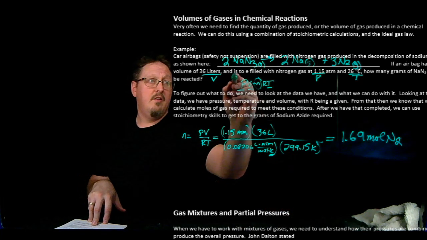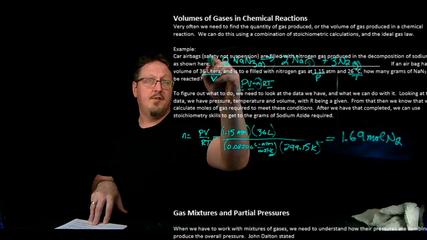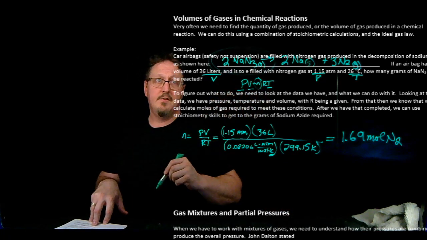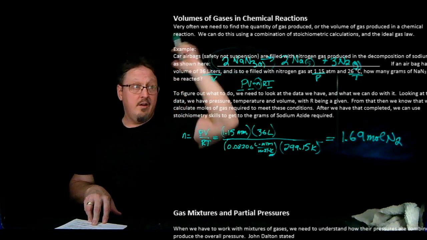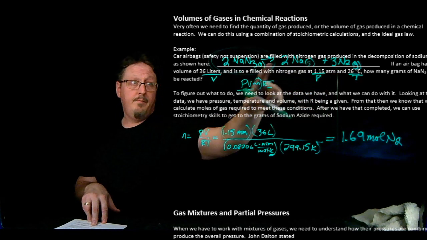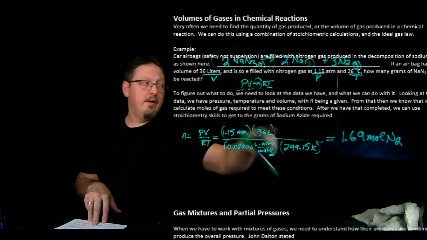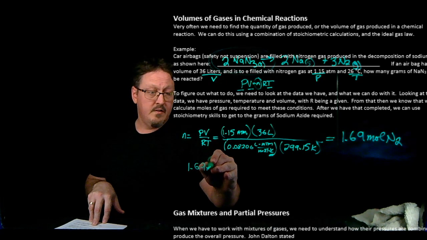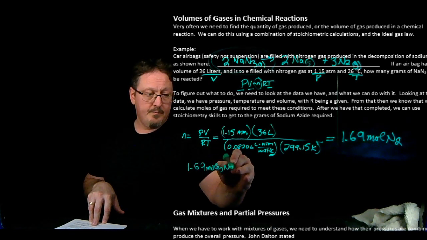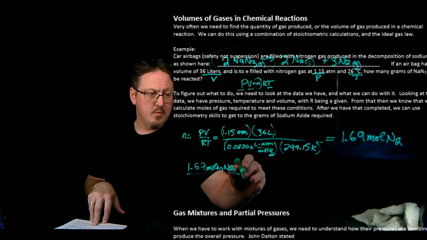In the end, I want to know grams of the sodium azide. So my goal is to determine grams of sodium azide, but now we have a starting point that we can use here to back work to get here. And so I'm going to take this number right here, my 1.69 moles of N2, and make that a fraction, putting it over 1.